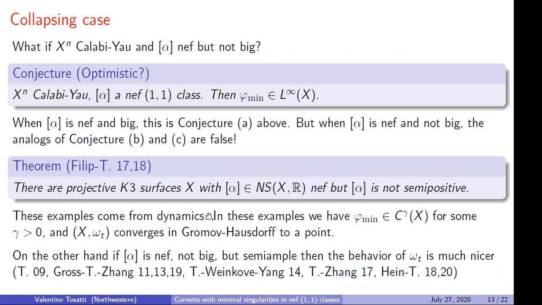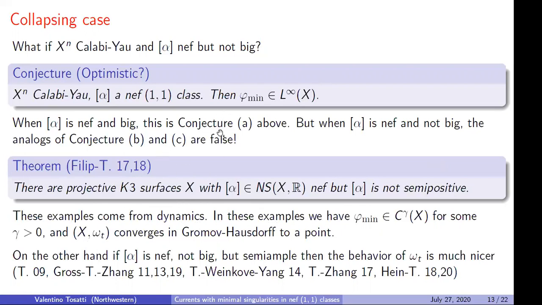They come from holomorphic dynamics. In this case, alpha has a unique closed positive current. So there is a unique alpha-PSH function, modulo constants, phi min, which is Hölder regular, C^gamma for some gamma positive, but it's not smooth. That's what we proved. And also, if we look at the Ricci-flat metrics on these K3 surfaces approaching that class, in Gromov-Hausdorff you just get a point. So the diameter just shrinks to 0.